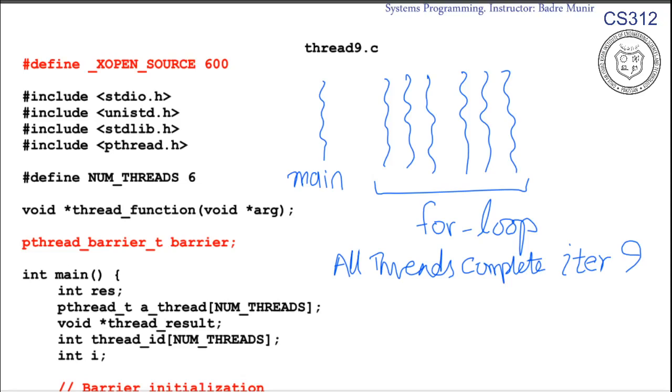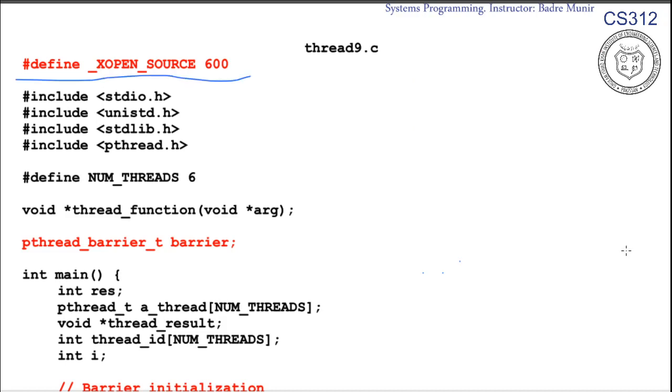At the coding level, this requires changes in the program thread 8.c in 4 places. The very first thing is the inclusion of this line at the very top of the program. The reason for having this will be explained later. Next, we define a variable of pthread barrier type. It is named barrier over here. You can use any variable name.